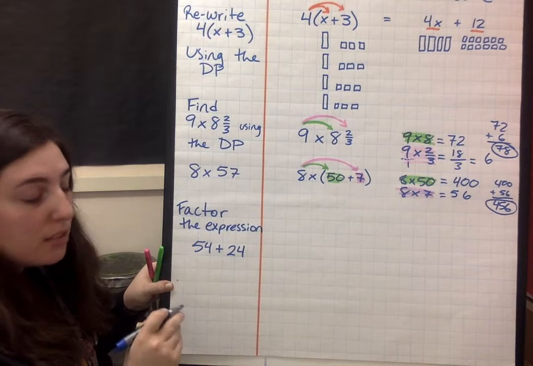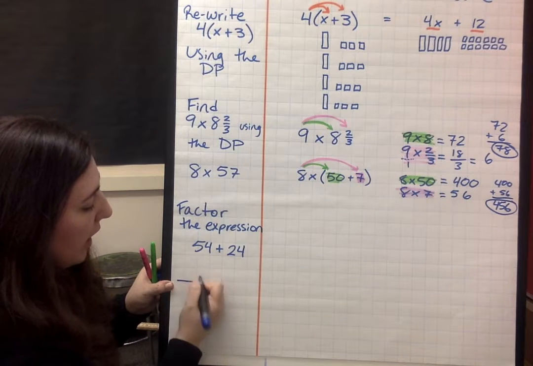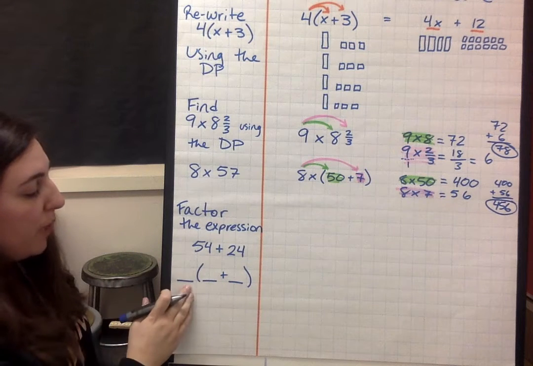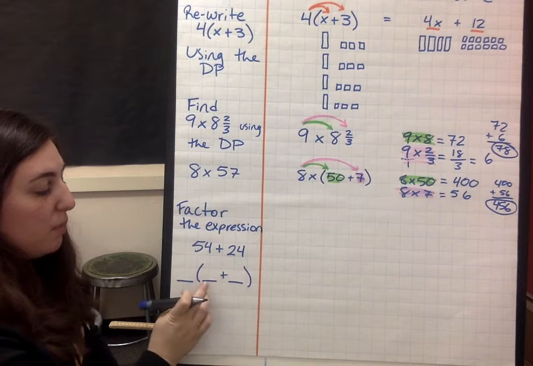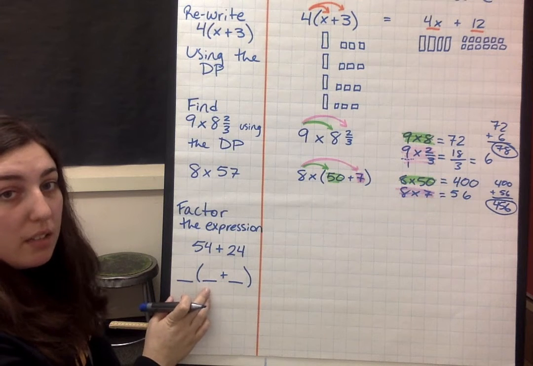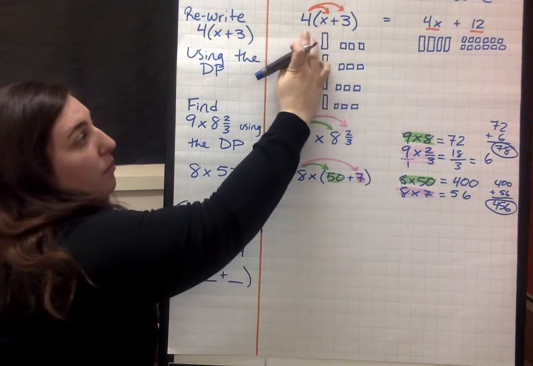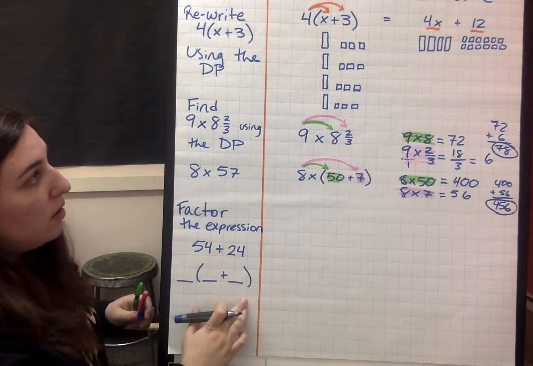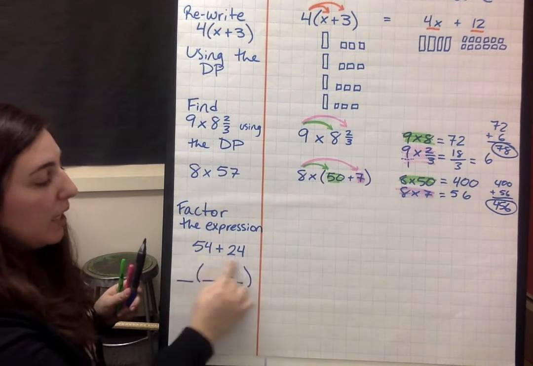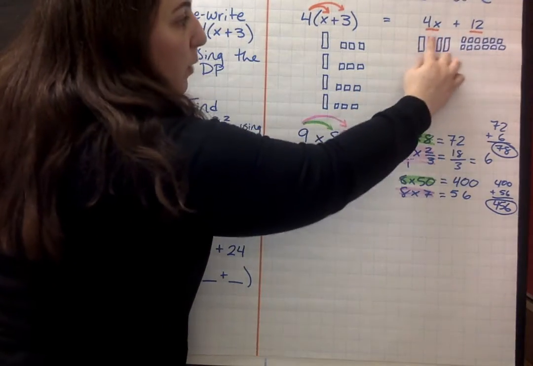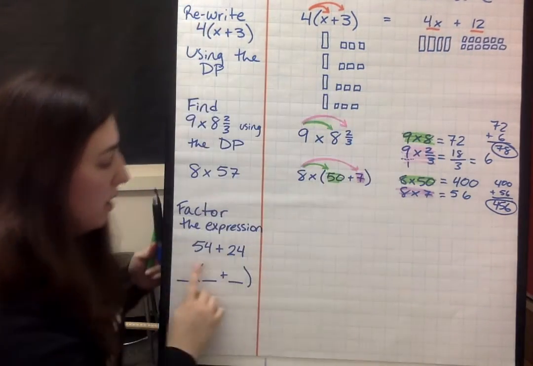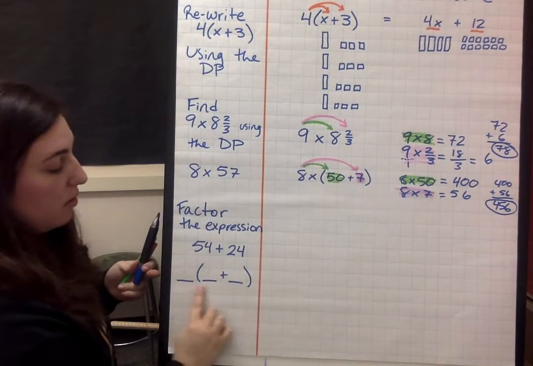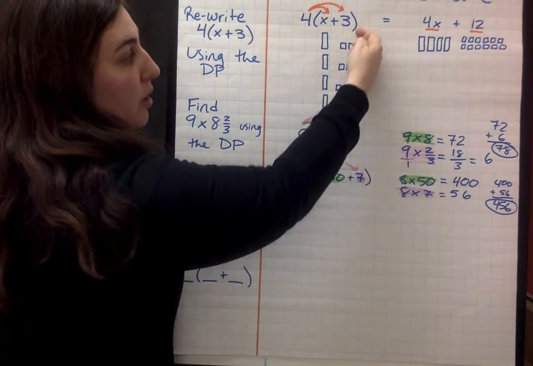So we're going to factor the expression 54 plus 24 so that it looks like this. And I'm just going to use blanks because I don't know what the numbers are yet. Blank times whatever is in parentheses, blank plus blank. This looks very familiar to what we have up here, right? It's in the same form, okay? So we want to get this into this. If you notice, this right here looks a lot like what we have over here, 4x plus 12, kind of similar, right? So we want to change that so that it looks like this, okay? So we're kind of going backwards.